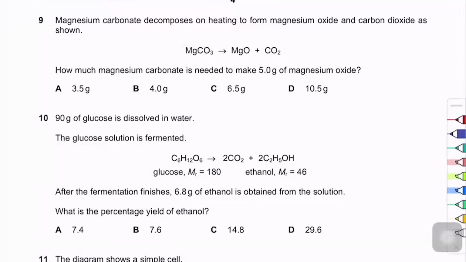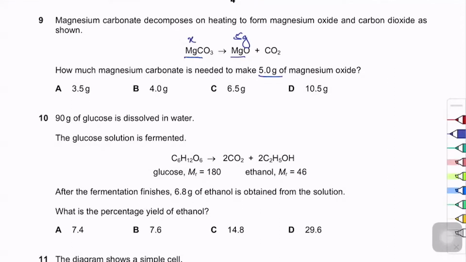Okay, how much magnesium carbonate is needed to make 5 grams of magnesium oxide? So this is pretty simple. I need to first figure out that I'm comparing this one and this one, not carbon dioxide. Okay, now here's the thing. Focus. This is a very useful trick that I'm going to tell you. Because they're asking you for 5 grams of this thing, and they're asking you how much mass of this thing is needed, get their MRs.